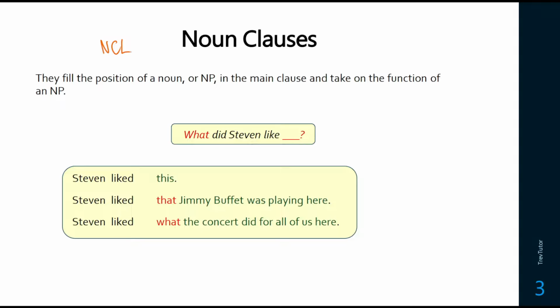So what did Stephen like? You could say Stephen liked this. This is a noun phrase. Or you can say Stephen liked that Jimmy Buffett was playing here. So Stephen liked that some sentence occurred. So this would be an example of a noun clause. Or Stephen liked what the concert did for all of us here. If it starts with the WH word and behaves similarly, it's called a WH clause.